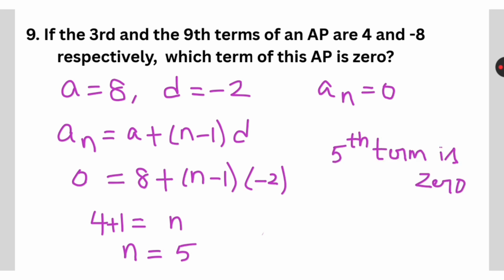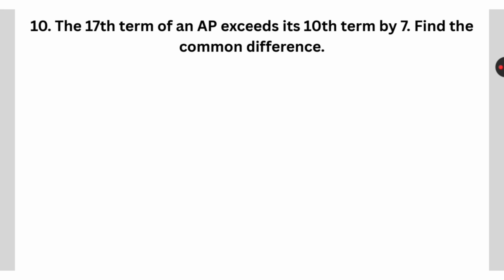Let's see the 10th question. The 17th term of an AP exceeds its 10th term by 7. Find the common difference. So we have to find out the common difference, which is d. We have to find out the common difference, and what is given? They have given the 17th term. So that means a17.